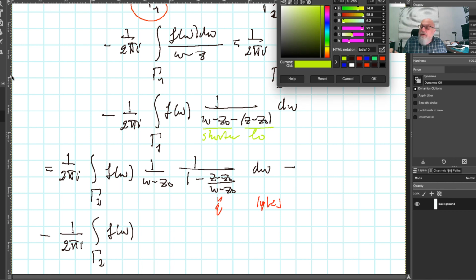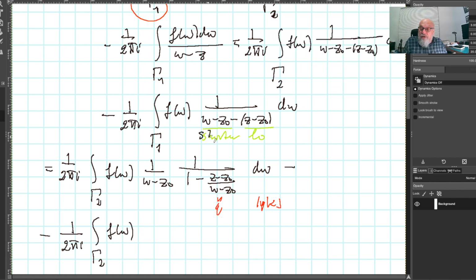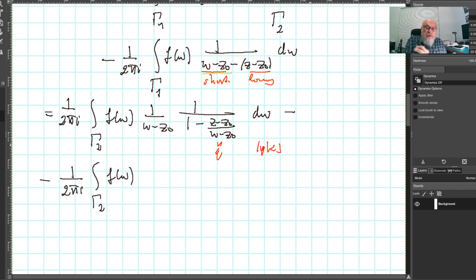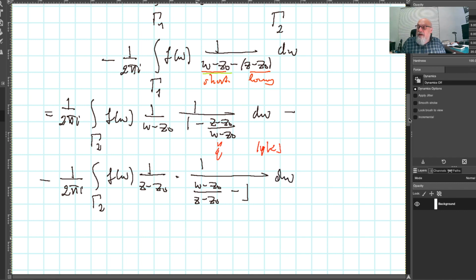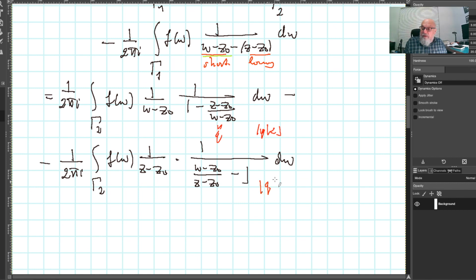Maybe use the red one, shorter. This is shorter, and this one is longer. So that one is shorter, that one is the longer vector. Therefore we will pull it out differently. I put here that one, z minus z0, and then I'm getting 1, and then I'm getting (w minus z0) divided by (z minus z0), minus 1, dw. And then, yes, geometric series, we will also use here the geometric series q. So that means this is my q for the second integral.